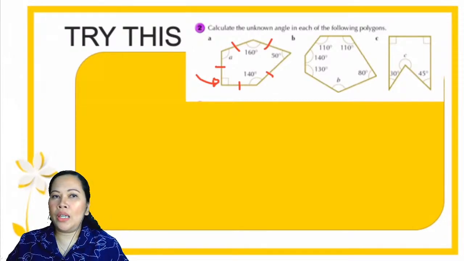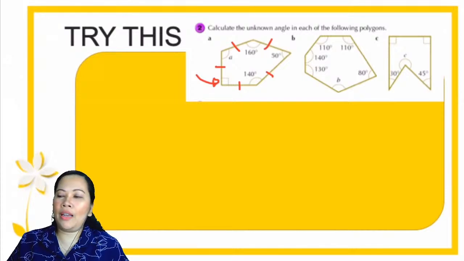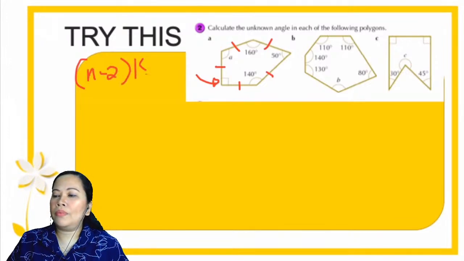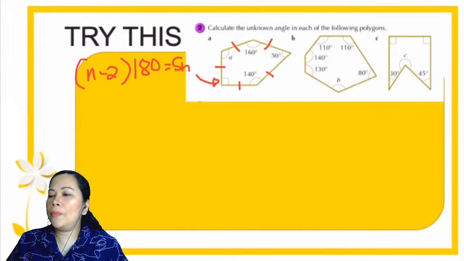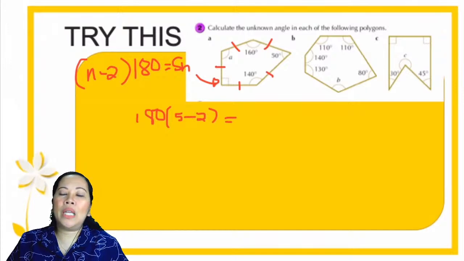So first, you have to identify the number of sides. 1, 2, 3, 4, 5. So there are 5 sides. So you go back to your formula. N minus 2 times 180 is your sum of interior angles. So you have 5 minus 2 times 180. So 5 minus 2 is 3, times 180 will be 540. This is your sum of all the interior angles.